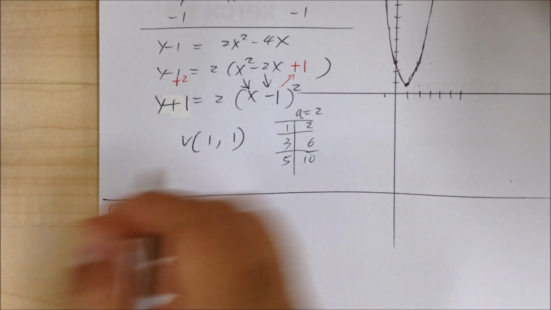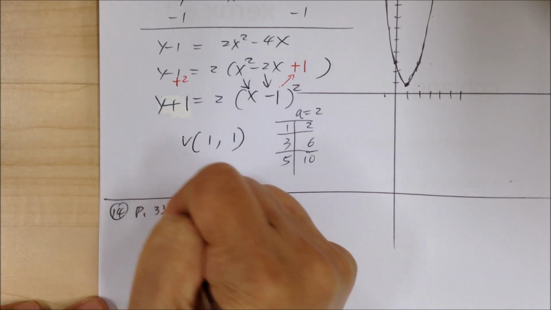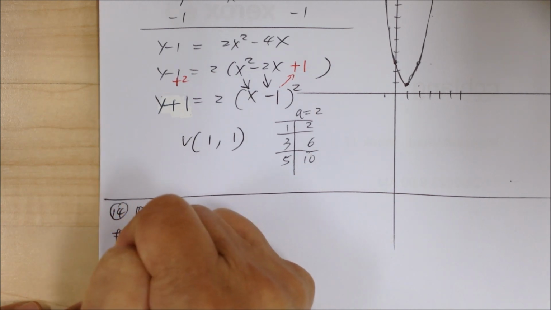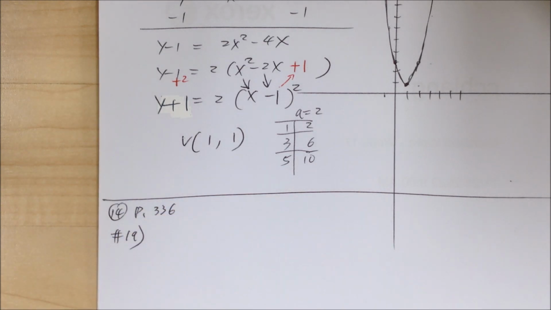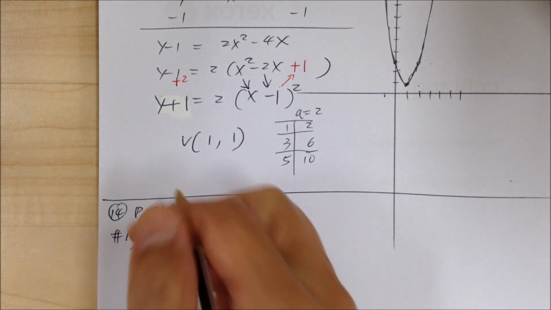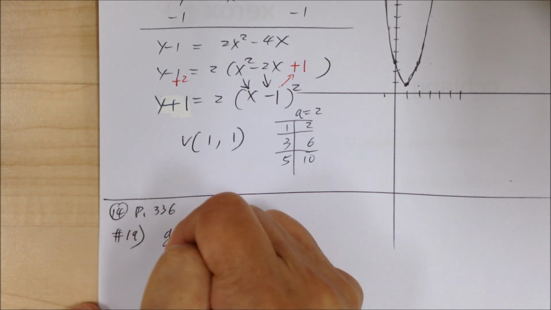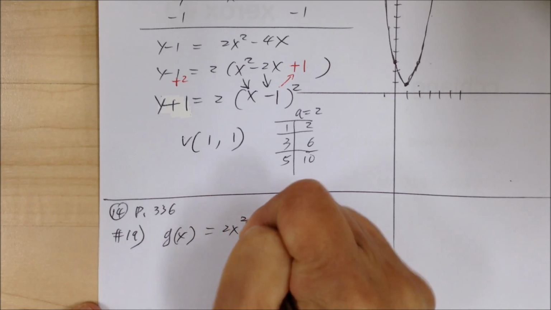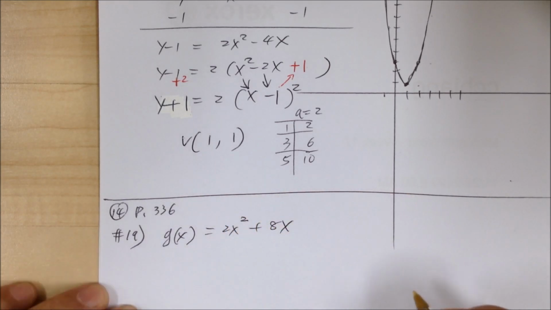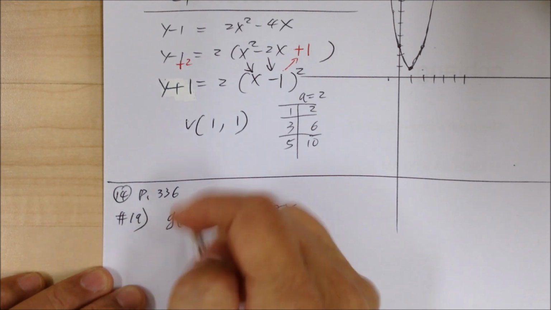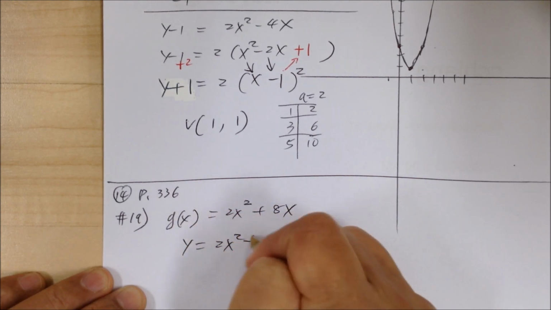Okay, number 14, same thing, page 336, and let's go to number 19. So to find the maximum or minimum value, you got g of x equal to 2x squared plus 8x. The best thing to do is, again, you can do y equal to 2x squared plus 8x.